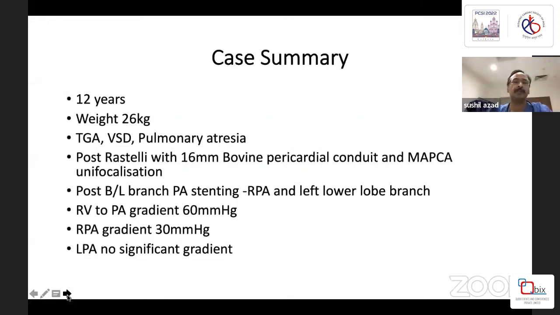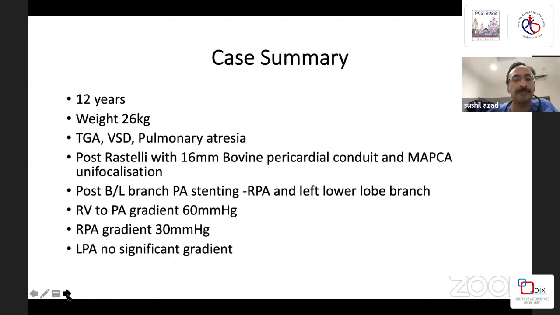The first case was a 12-year-old boy weighing only 26 kilos, a case of transposition, VSD, and pulmonary atresia. He underwent a Rastelli with a 16 millimeter bovine pericardial conduit and a MAPCA unifocalization. Subsequently he underwent bilateral branch PA stenting into the RPA and the left lower lobe branch of the left pulmonary artery. He now presented with an RV to PA conduit gradient of 60 millimeters of mercury, and a right pulmonary artery gradient of 30. LPA we checked, there was no significant gradient.